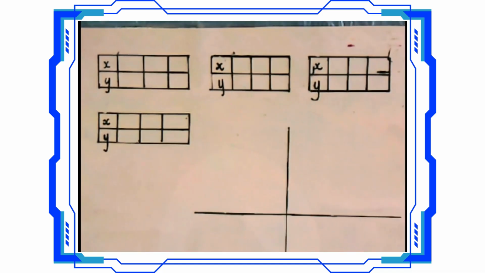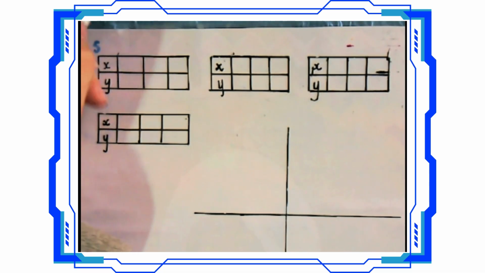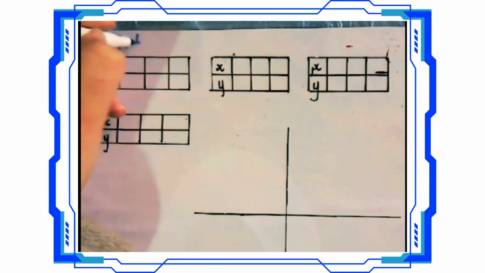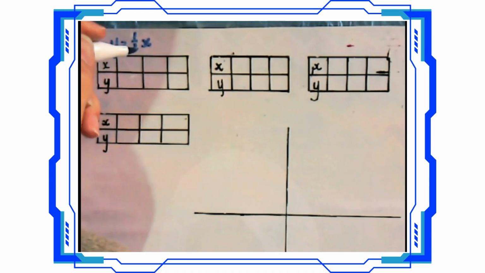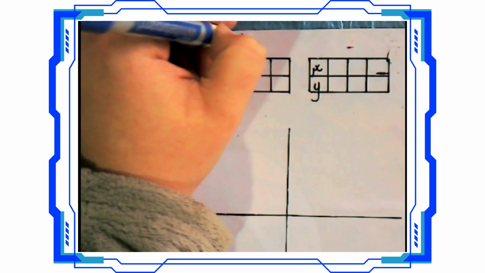Okay, so now continue to 2.5. The first equation they give me is y equals half x. Next one is y equals half x plus 2.